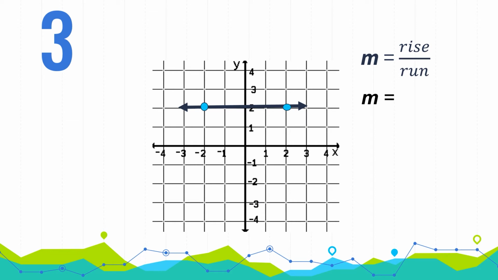Example number 3. How about the slope of this horizontal line? Again, we're going to use the formula slope is equal to rise over run. What is the vertical change or the rise? As you can see in the figure, we do not have a vertical change. So, the value of rise is 0.